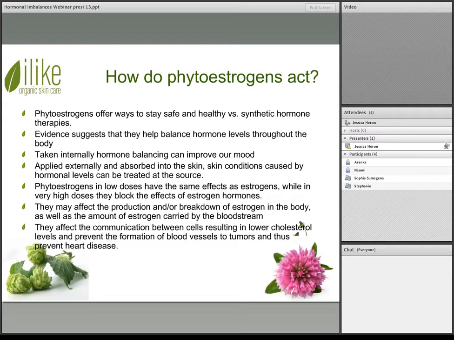They affect the communication between cells, resulting in lower cholesterol levels, and prevent the formation of blood vessels to tumors, and thus prevent heart disease, which is a very common and very concerning disease during the menopausal age and stage of a woman's life. So these phytoestrogens can be very effective for helping to prevent some of the disorders that are associated with hormonal imbalance.